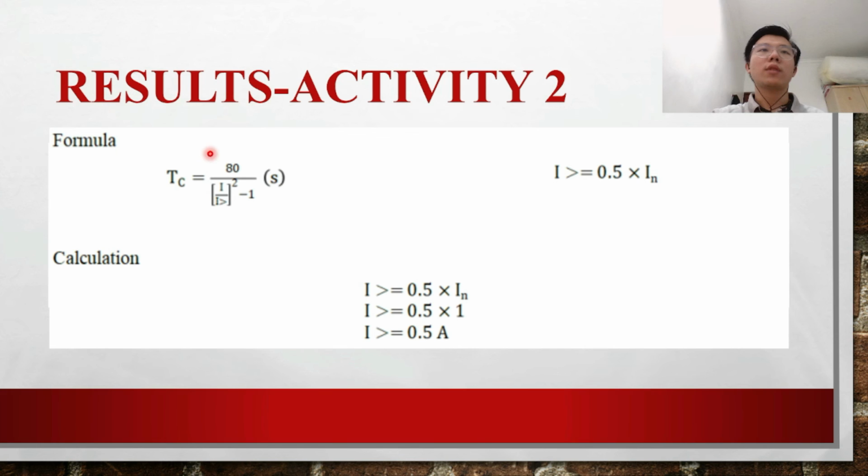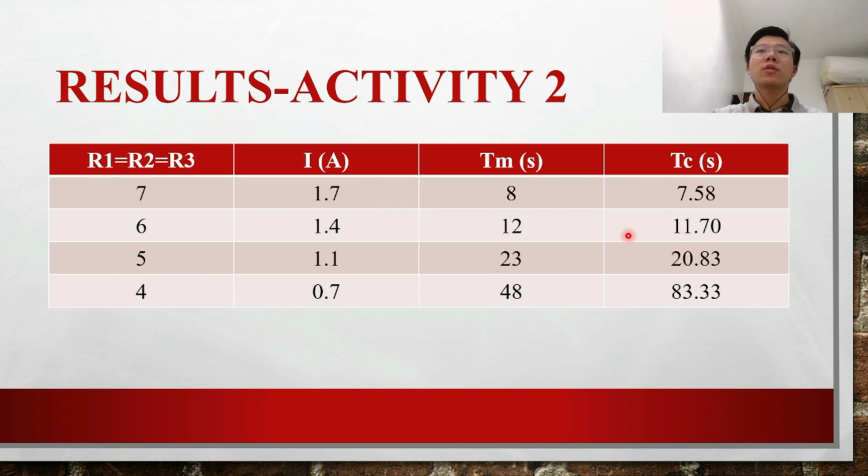So the trip time can be calculated by using this formula, and this I bigger is equal to 0.5 multiplied by the IN. So when the IN is 1, we can get the 0.5 ampere, and we put it back into here, and we can start to calculate the trip time. So this is the trip time calculated we get, and we record it into the table, and later we do the comparison between the trip time calculated and the trip time measured.